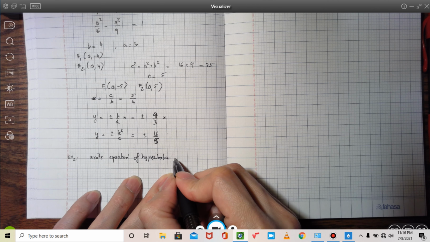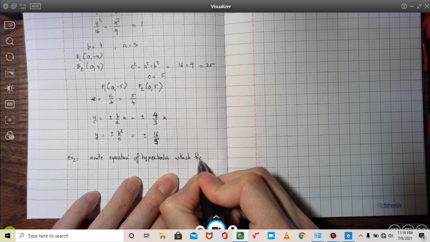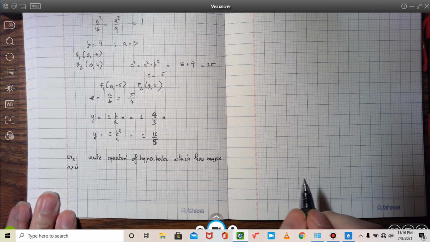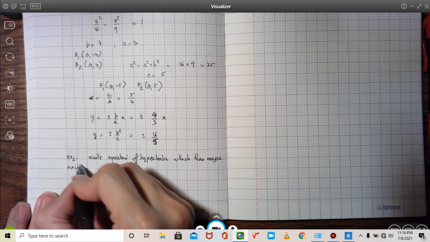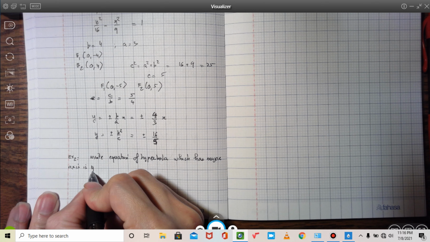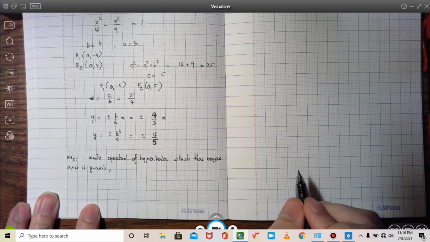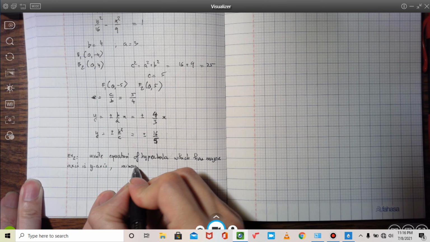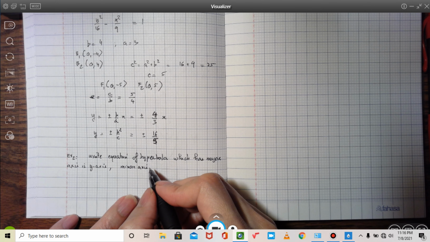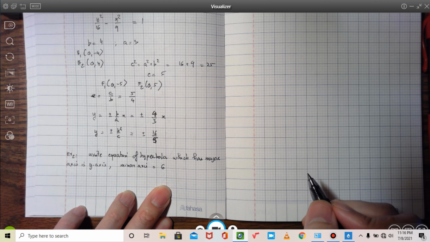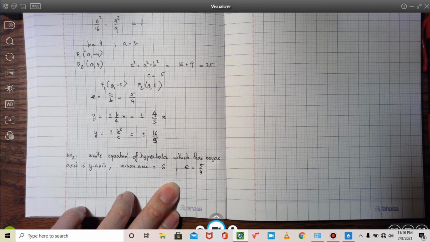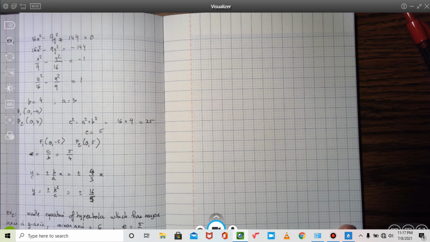Which has major axis is y-axis, minor axis equal 6, and eccentricity equal 5 over 4. All right, so how do we do this?